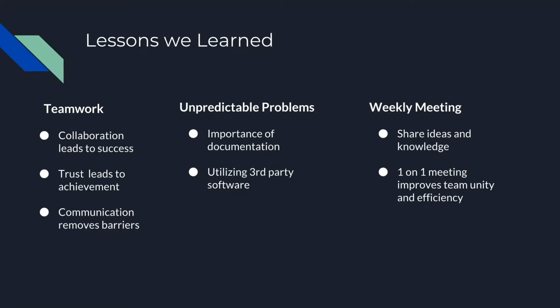We learned the second lesson in solving unpredictable problems. A good documentation is important. It can help when developing software. If applicable, using third-party software can avoid reinventing the wheel. From the weekly meeting, we learned that sharing ideas and knowledge is very helpful to the team. Apart from that, we have one-on-one meeting each week. This improves the efficiency of communication.